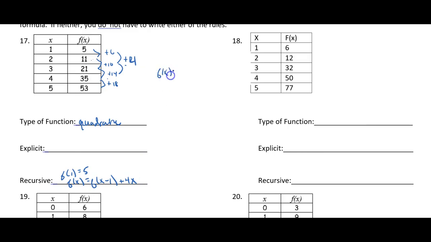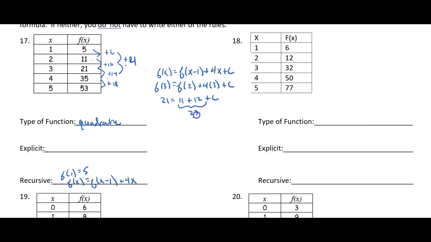So if we know this, we have to find c. Let's plug 3 in. So f of 3 equals f of 3 minus 1, which is 2, plus 4 times 3 plus c. Well, f of 3 is 21, equals f of 2, which is 11, plus 12 plus c.